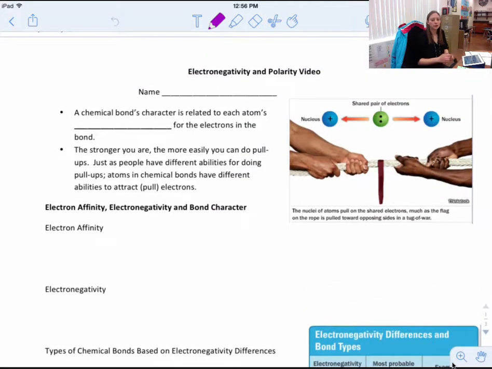Look at electronegativity and polarity. All right, we looked at electronegativity a few chapters ago. We talked about the different trends for the periodic table. So we know a little bit about what that is. We're going to recap, and then we're going to deal with how that ties into something being polar or nonpolar.